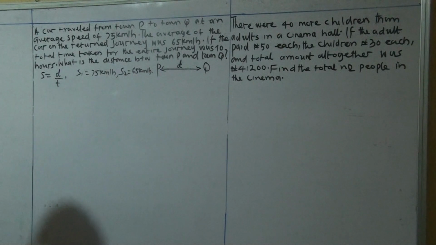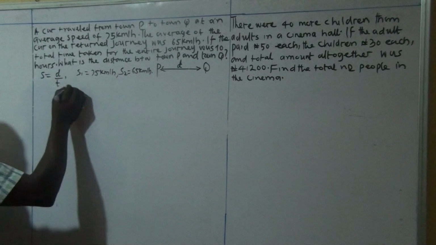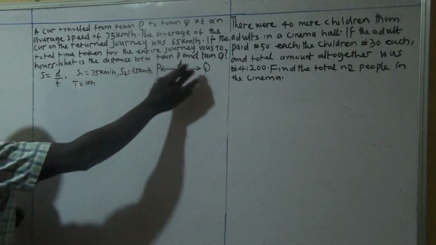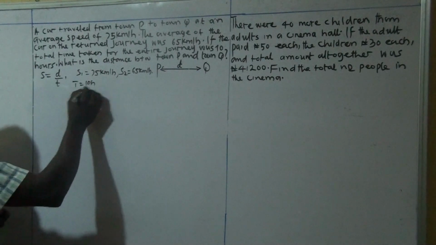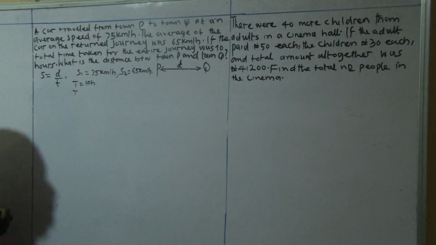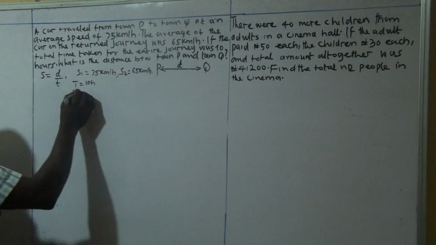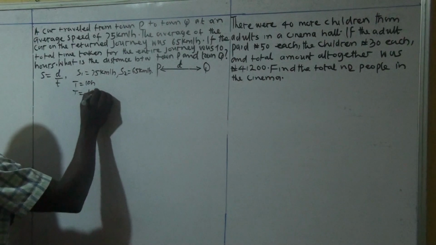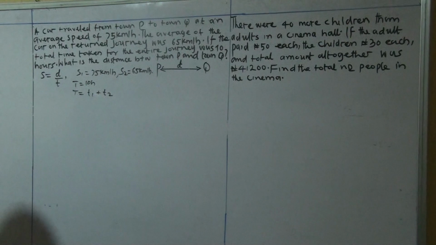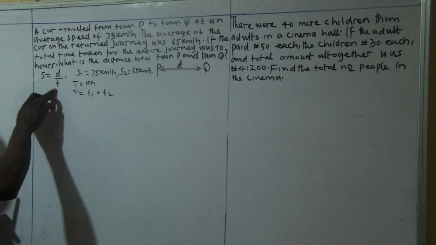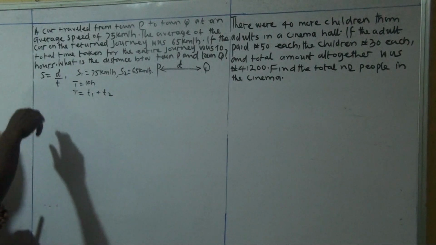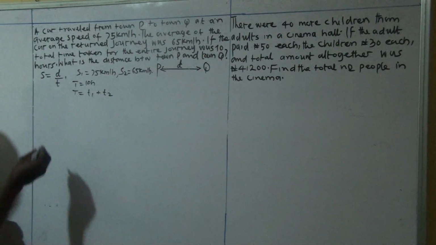Okay, and we are given time. Total time is 10 hours, that is to and fro, 10 hours. That means we're going to have two times, since we have two respective speeds. So time will be T1 plus T2. From here we will transform this equation. We express T as the subject of the formula.